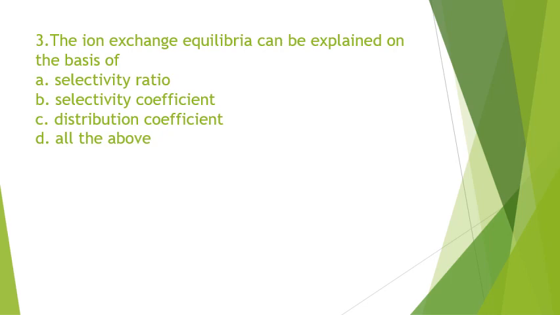MCQ number 3. The ion exchange equilibria can be explained on the basis of: option A, selectivity ratio; option B, selectivity coefficient; option C, distribution coefficient; option D, all the above. And the correct answer is option B, selectivity coefficient. The ion exchange equilibria can be explained on the basis of selectivity coefficient.